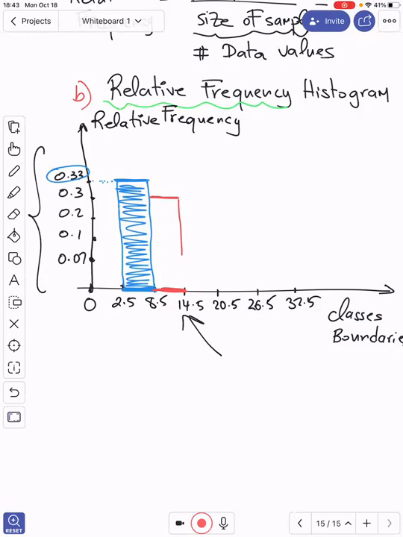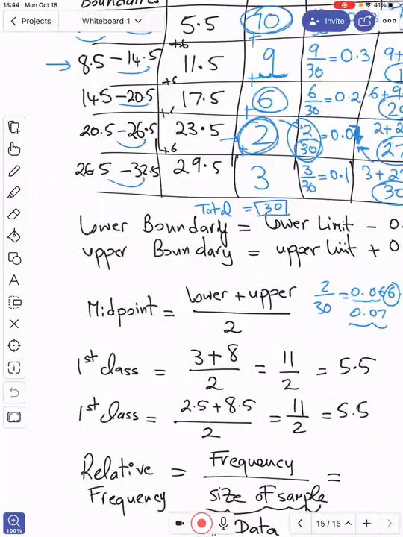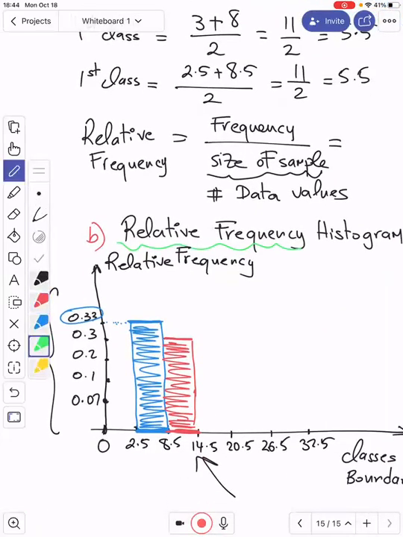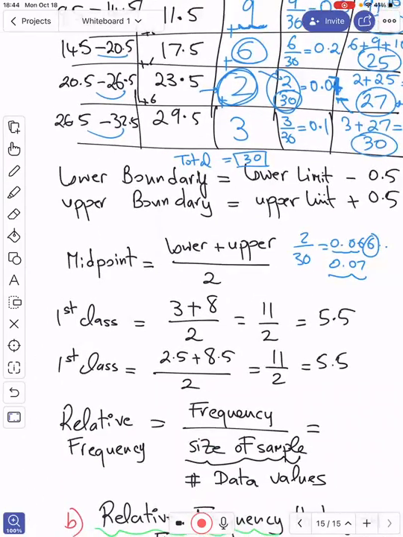However, for the ogive always display the cumulative frequency. So for the third class, we have 0.2. That would be this rectangle right here. As you can see, the height of this rectangle is 0.2. The fourth class, it's 0.07.